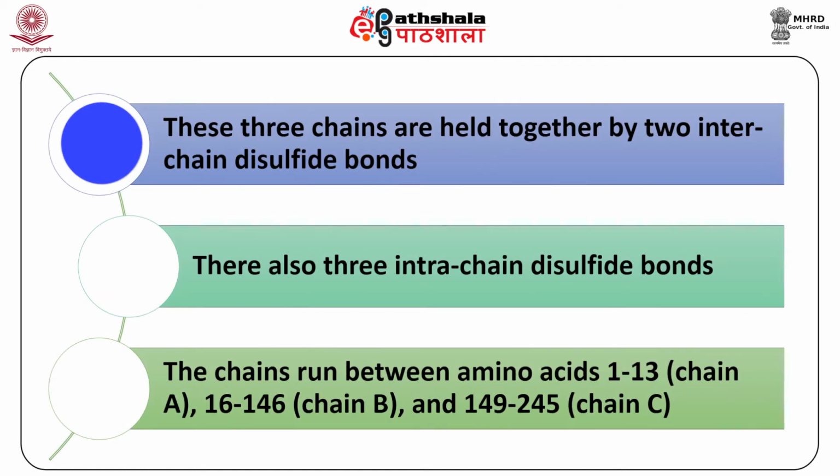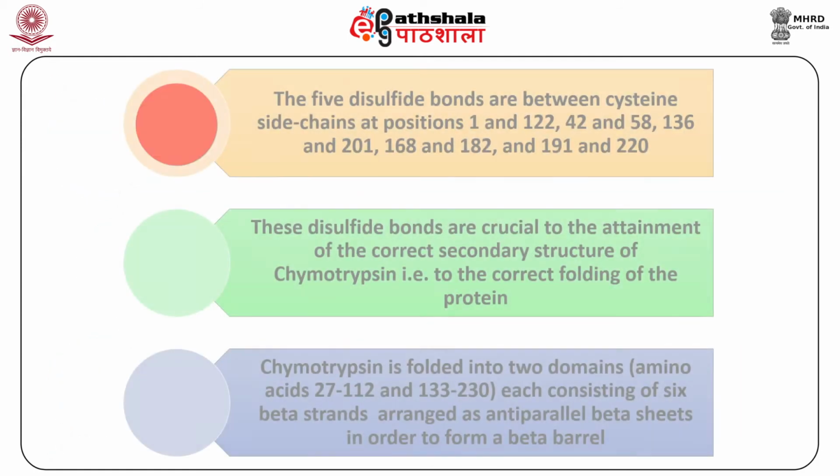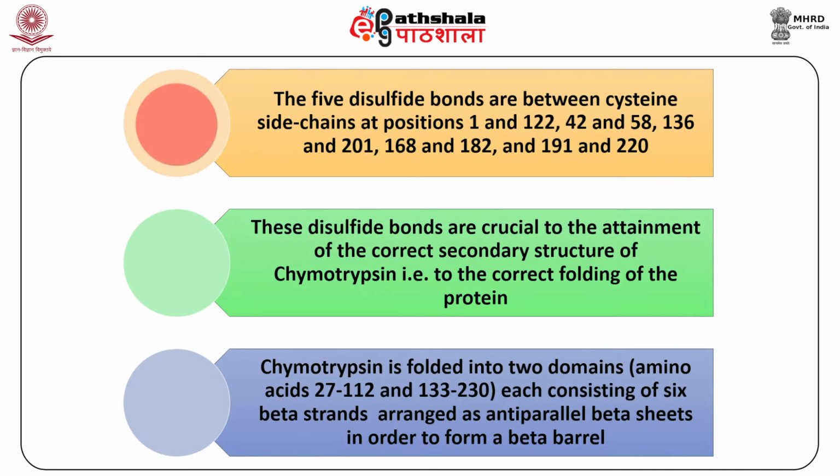These 3 chains are held together by 2 interchain disulfide bonds. There are also 3 intra-chain disulfide bonds. The chains run between amino acids 1 to 13 for chain A, 16 to 146 for chain B and 149 to 245 for chain C. The 5 disulfide bonds are between cysteine side chains at positions 1 and 122, 42 and 58, 136 and 201, 168 and 182 and 191 and 220.